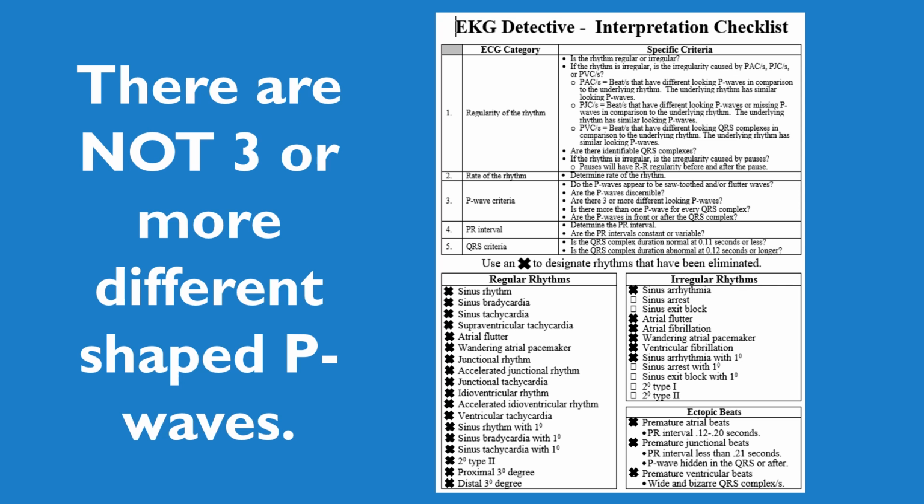Referring to our checklist, since there are not 3 or more different looking shaped P waves, that would allow us to get rid of wandering atrial pacemaker, but we already eliminated wandering atrial pacemaker when we were looking at pauses because they typically aren't associated with pauses. So once again, this is a check and a double check for that criteria just to make sure that we are properly eliminating a wandering atrial pacemaker.